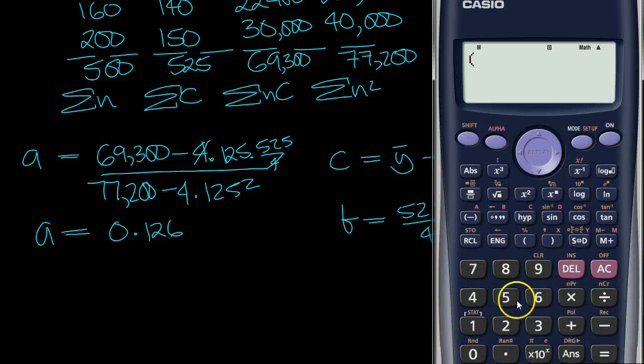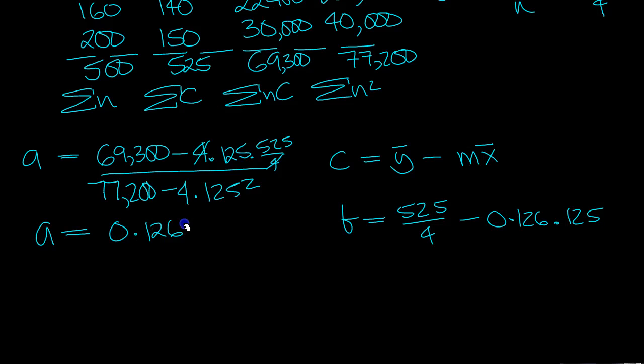So on the top is 69,300 minus 125 times 525, close the bracket, divided by bracket, 77,200 minus 4 times 125 squared, close the bracket on the bottom. 1/4. That's good, that's fine, or 0.25.